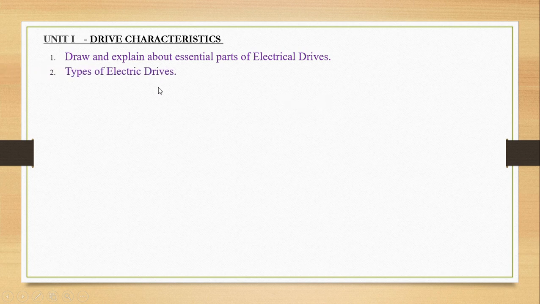Unit 1 is drive characteristics. I have given 6 questions. First one, draw and explain about essential parts of electrical drives. I have to draw a block diagram and explain the function of this block diagram. Next one, types of electric drives: individual drive, group drive, multi-motor drive. These are the types of electrical drives. You have to explain these three drives along with their diagrams.